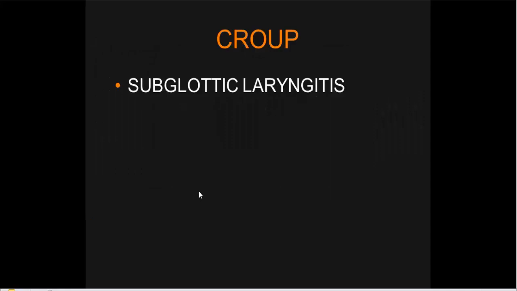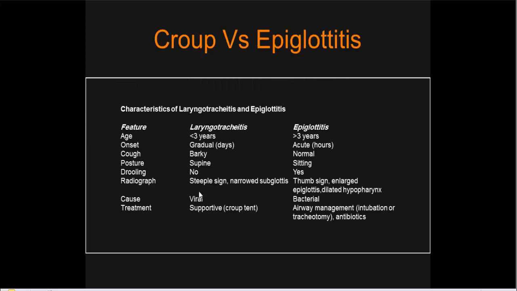Croup means subglottic laryngitis. Croup versus epiglottitis: characteristics of laryngotracheitis and epiglottitis. Features according to age, onset, cough, posture, drooling, radiograph, and course of treatment.